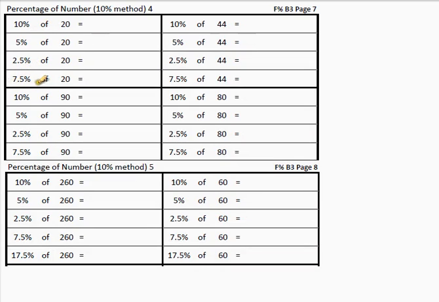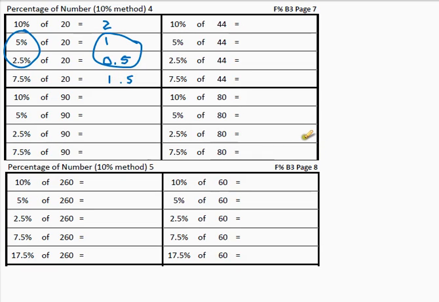Now this time we want to work out 7.5%. So let's start at 10%. 10% of 20 is 20 divided by 10, which is 2. 5% is half of 10, so half of 2 is 1. 2.5 is half of 5, so what is half of 1? 0.5. 7.5 is 5 plus 2.5. In other words, we need 1 plus 0.5, which is 1.5. Okay, it's your turn.